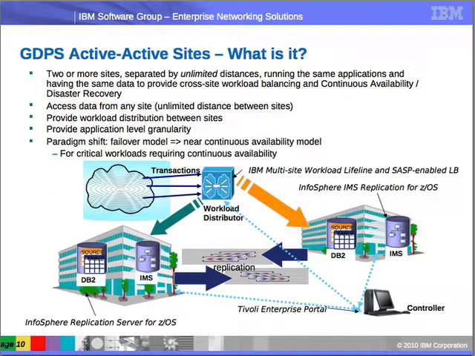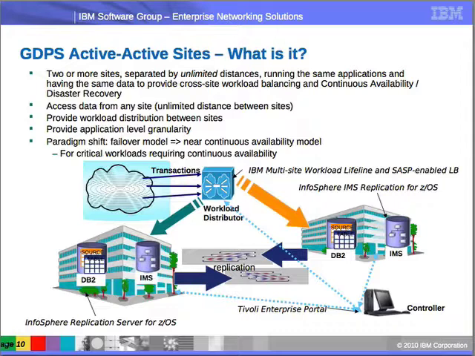All right. So that brings us to the active sites. So what is active sites? This is actually a solution that we GA'd in June of 2011. There are different iterations of it, and we'll get into what those are. But essentially it's a solution to provide continuous availability for business-critical workloads. This is not intended to recover every workload that's running in your data center. For the other workloads, you would still rely on your GDPS PPRC or your GDPS Global Mirror solutions to do that.